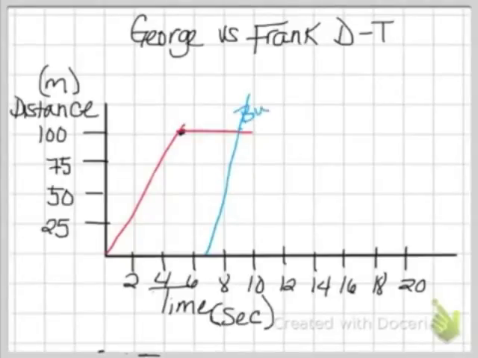Do you see that? You should note that this line for the bullet is much steeper than the line for George. That's because it was moving at a constant rate of speed, but moving much faster. So this is like a car driving on the highway versus a car driving in the neighborhood.